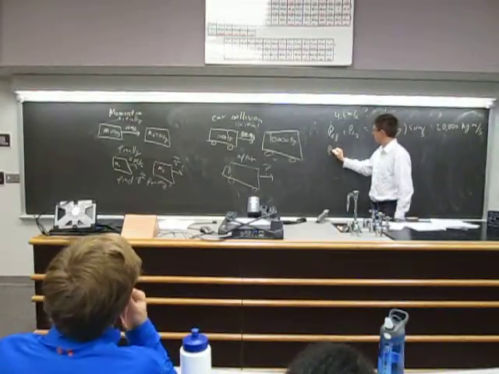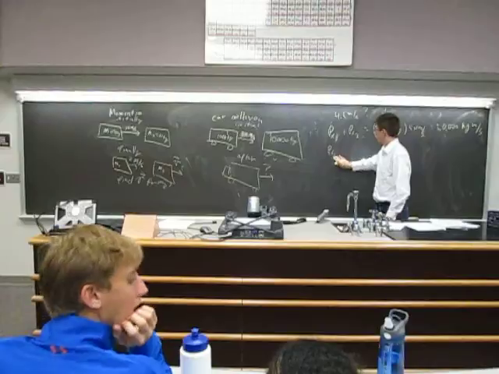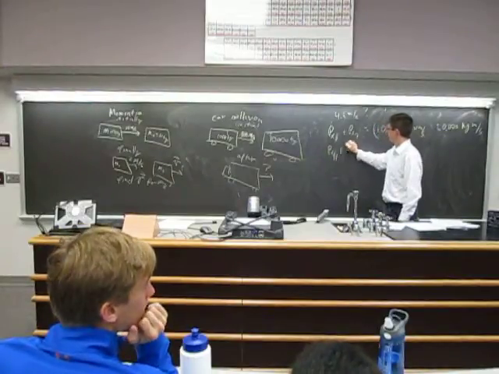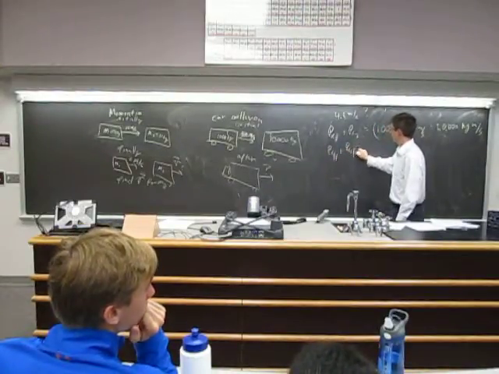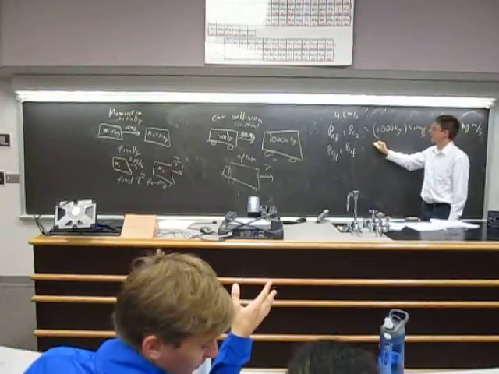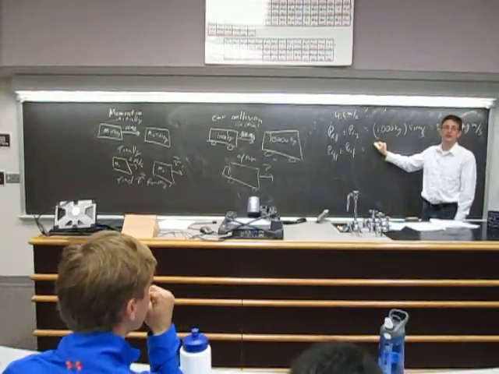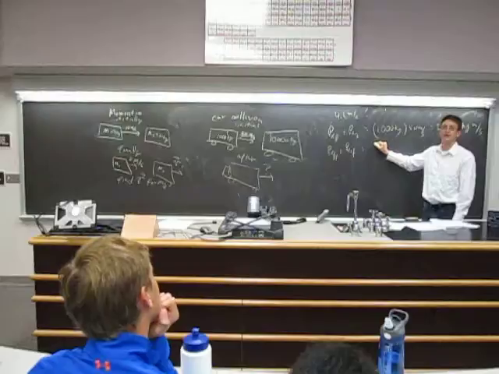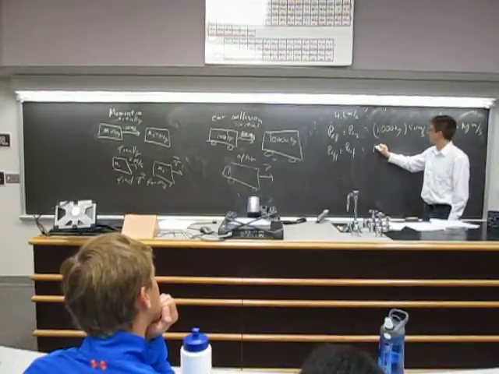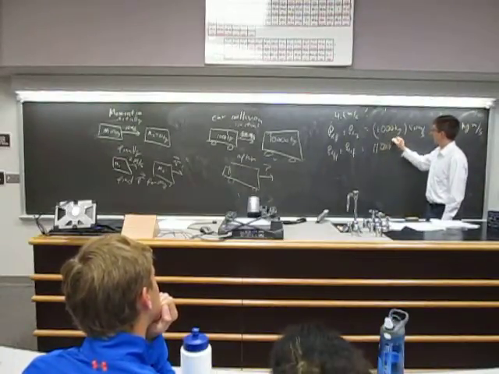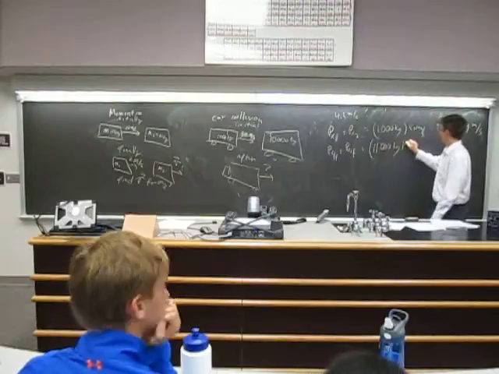Finally, PX final. That would just be M1 plus M2. What's the two M's added together? 11,000. Yeah. 11,000 kilograms times V.